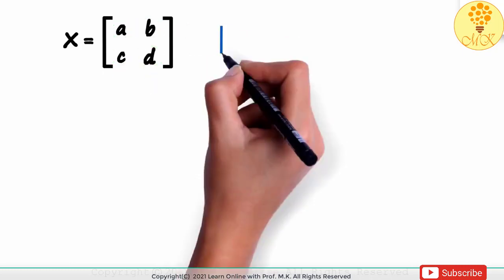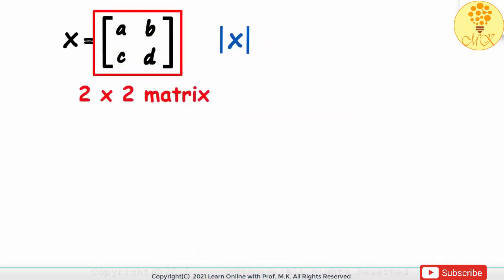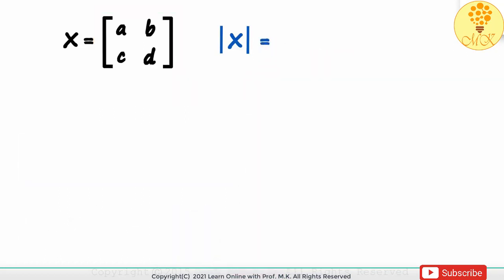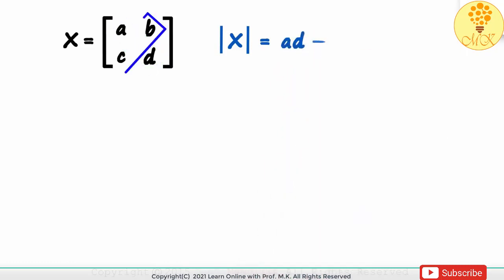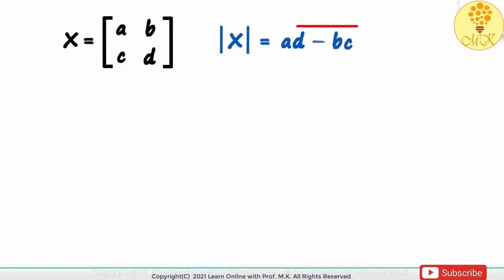Let's see. Matrix X is a 2 by 2 matrix. 2 rows, 2 columns, and 4 elements. What will the determinant of X be equal to? Now this is a 2 by 2 matrix. The way in which we find the determinant is totally different from the way in which we find the determinant of a 1 by 1 matrix. It will equal the product of these two elements, that's A times D, minus the product of these two elements, that's B times C. Yes, A times D minus B times C.